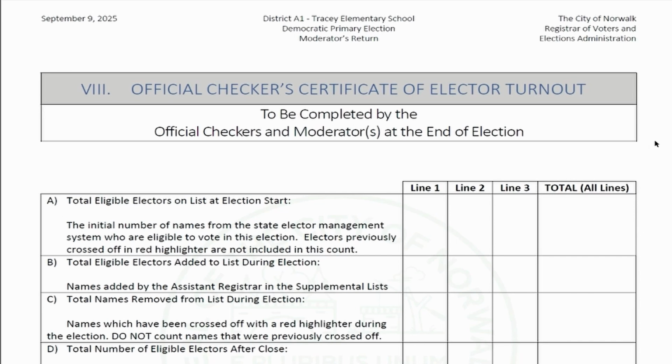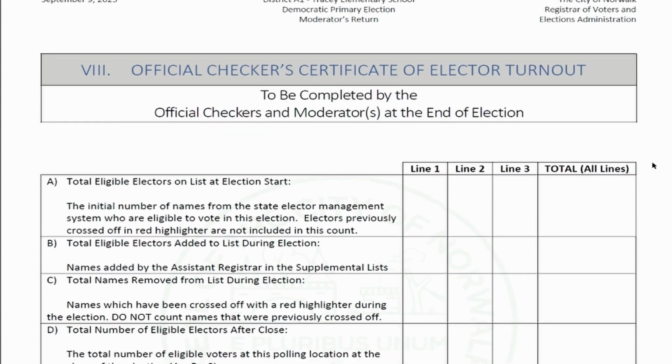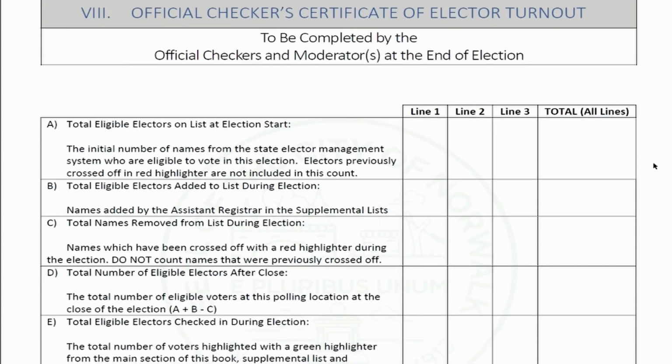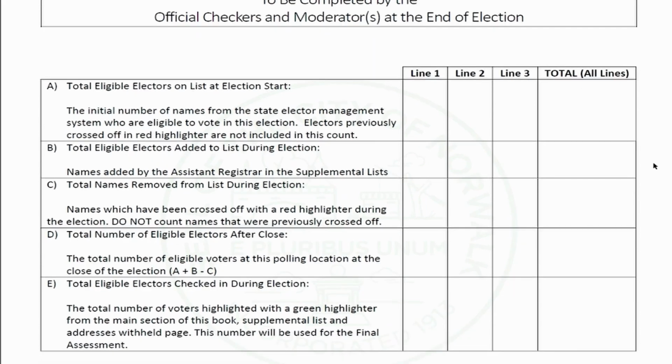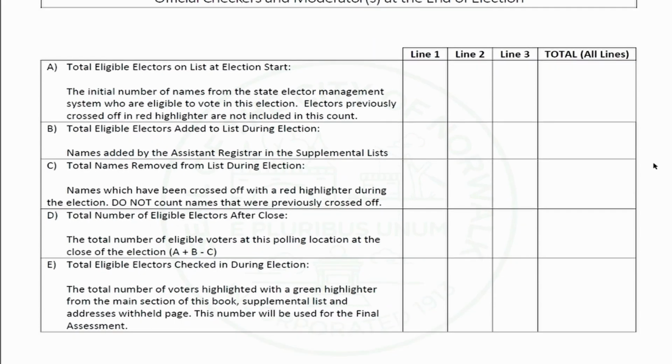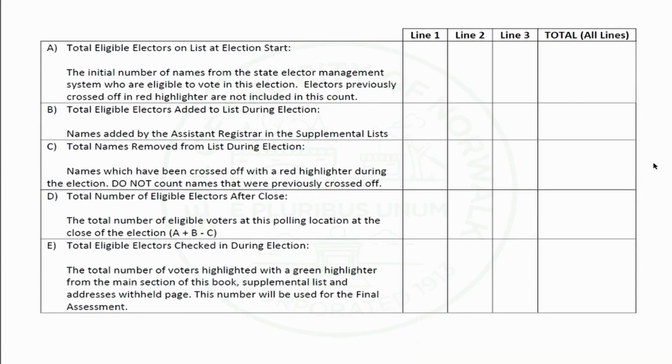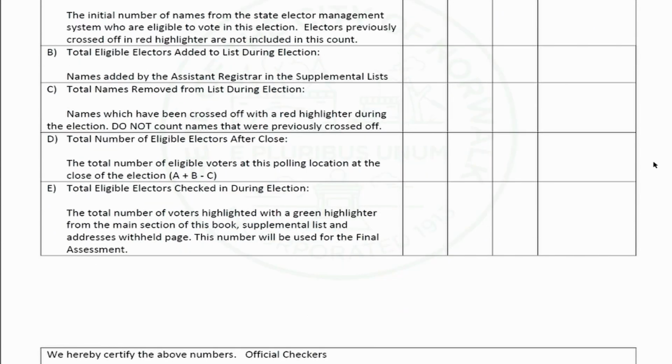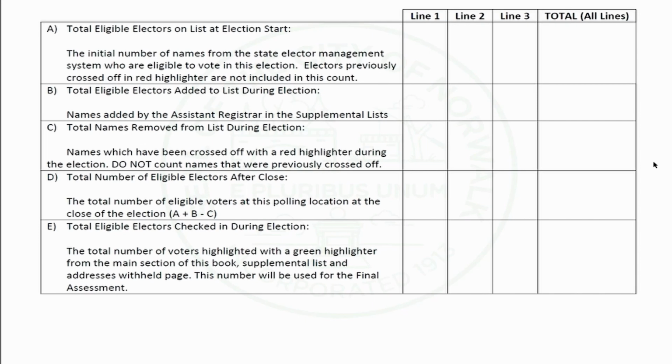The official checker's return documents the sum total of the count of electors that were checked in by all of the checker lines during the election. Each checker line in the election has a column for their specific numbers. At the end of the election, the checker from each line will bring the moderator their worksheet, which is part of the checker's book. The moderator will copy the numbers from each checker's worksheet onto the corresponding column on this page and calculate the total number of electors checked in for the election.